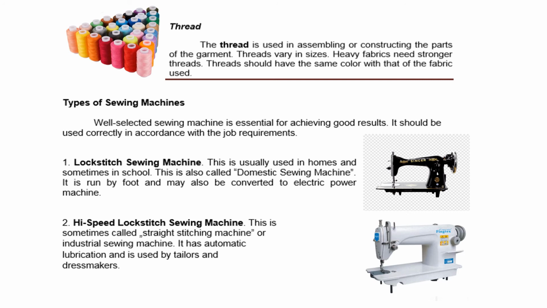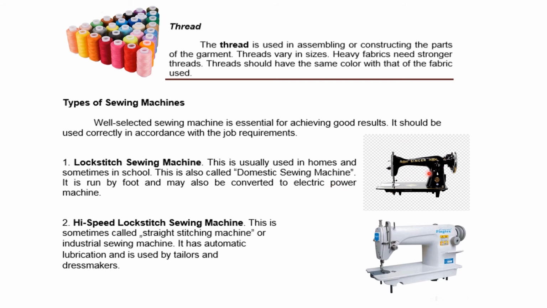A well-selected sewing machine is essential for achieving good results. It should be used correctly in accordance with the job requirements. First, we have a lock-stitch sewing machine. This is usually used in homes and sometimes in school. This is also called a domestic sewing machine. It is run by foot and may also be converted to electrical power machines. So, ito yung itsura ng lock-stitch sewing machine. Ito po siya.